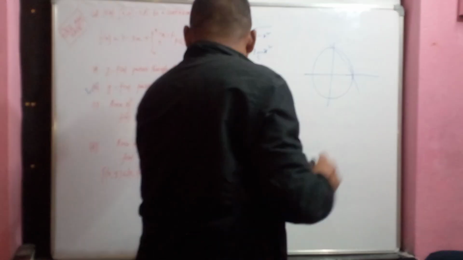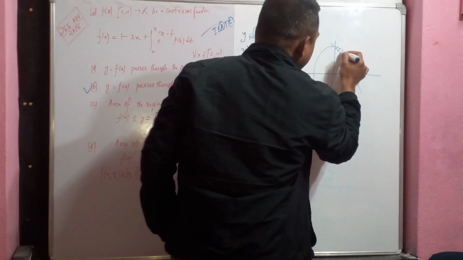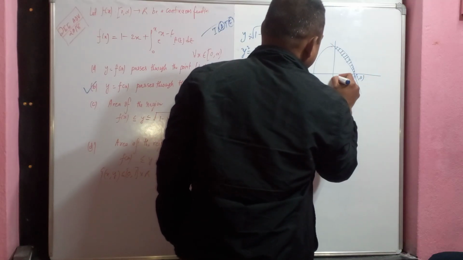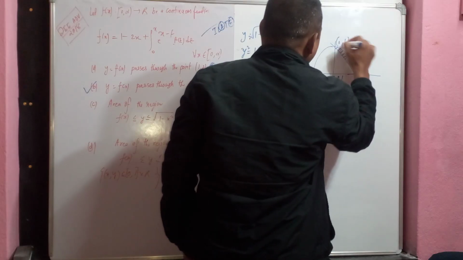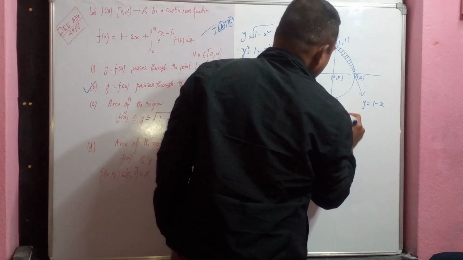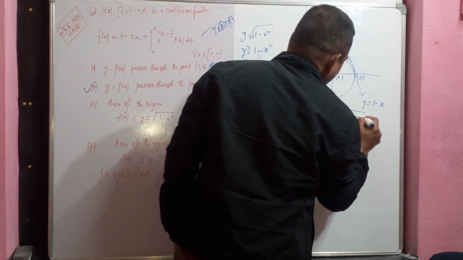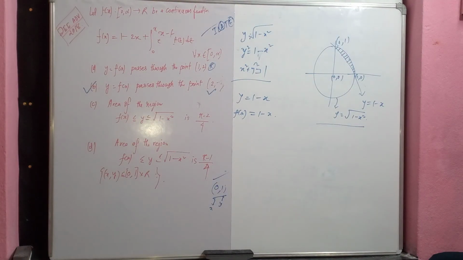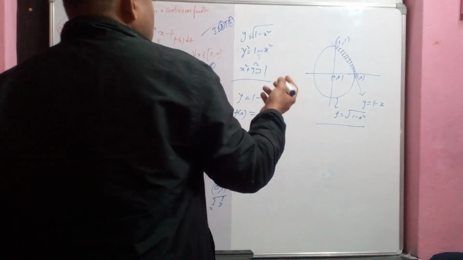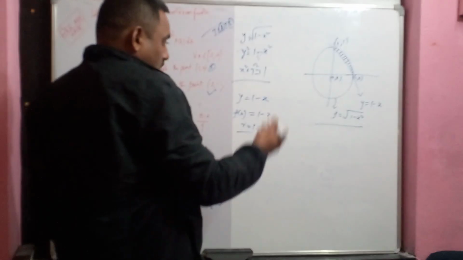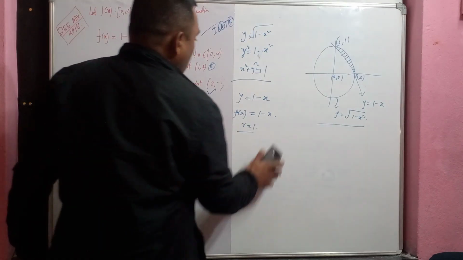You have to find out the area bounded by this. This is 1, 0. This is 0, 0. This is 0, 1. This is our straight line, y equals to 1 minus x. Now you can easily do, and this is our curve, that is y is equal to root over 1 minus x square. This is a simple circle with center at 0, 0 and radius 1, so r is 1. Okay, unit circle.